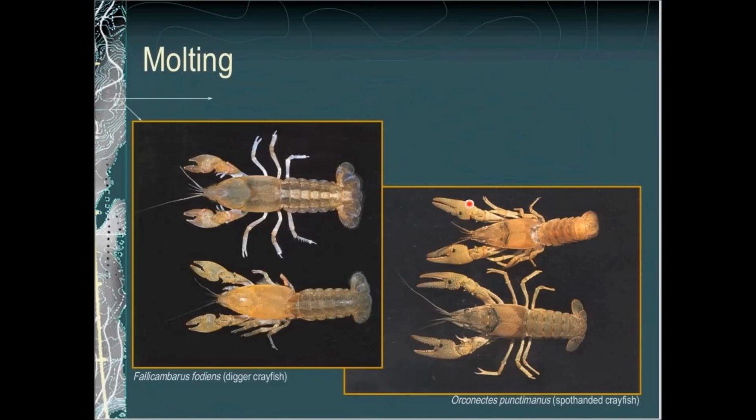That's the old exoskeleton. On the spot-handed crayfish, you've got the actual organism here, and then up on top is the molted exoskeleton. And I will admit, I have more than once picked up what I thought was a crayfish, only to find that it was the molted exoskeleton, because it has the antennae, it has the coverings on the eyes. It's incredible how lifelike those can look.